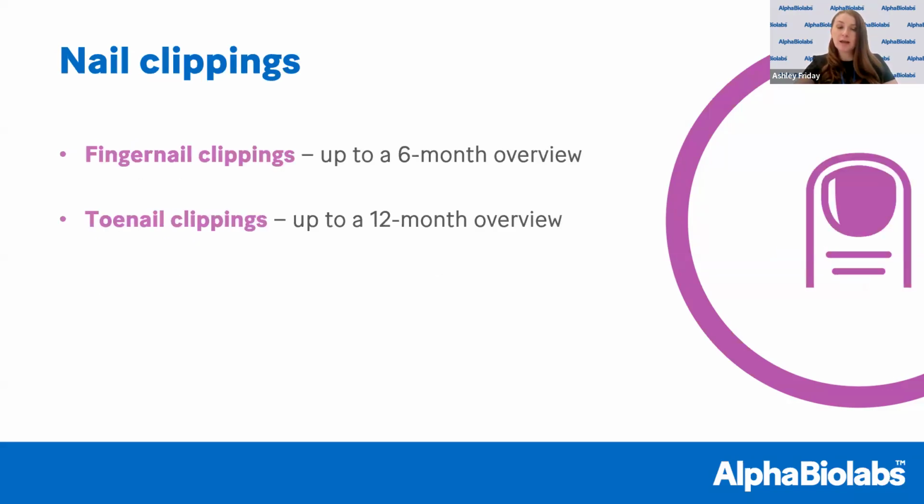Then we move on to nail clippings. So if your client doesn't have head hair, body hair, or a beard, your other options are to look at taking a sample of nail clippings. Again, both of these are as an overview. So fingernails would provide up to 6 months as an overview, and then toenails would provide up to 12 months as an overview. They must be clear from acrylic and nail varnish and things like that before the collection goes ahead, but it's a good alternative if you have a client who doesn't have another sample available.